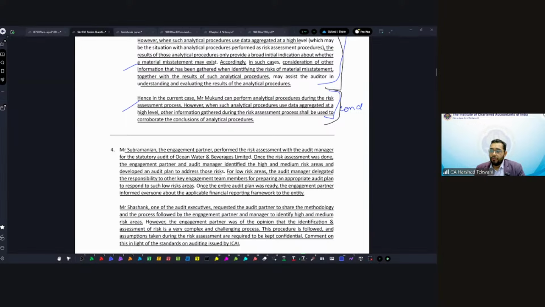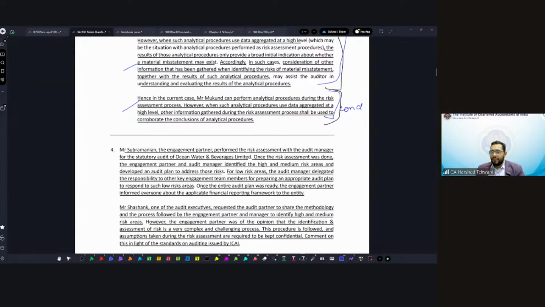Issue is not involving team member in the risk assessment process. Yes, very good. Team members are not involved. What else? The engagement partner did not include the team members while planning and risk assessment. Absolutely correct. Yes. What else? Do you see any other issue in this?